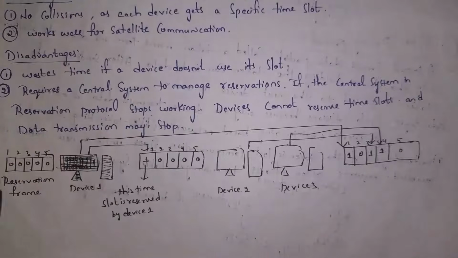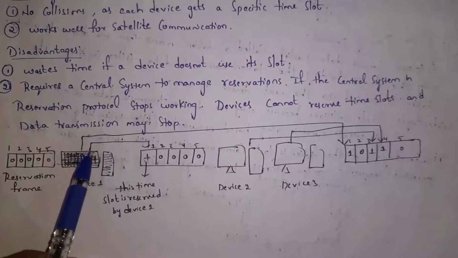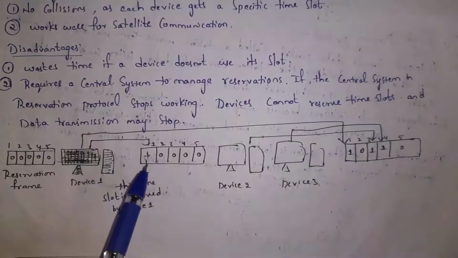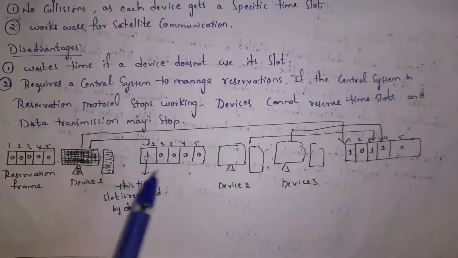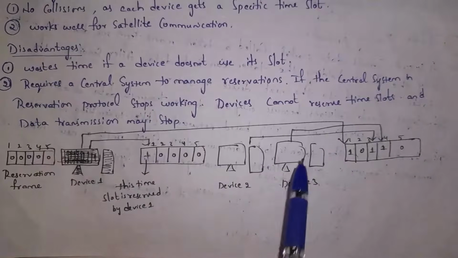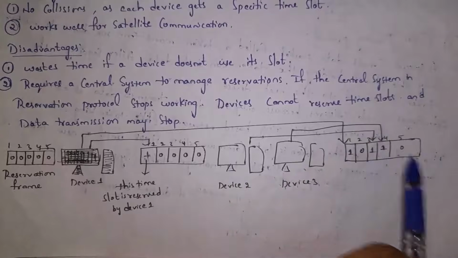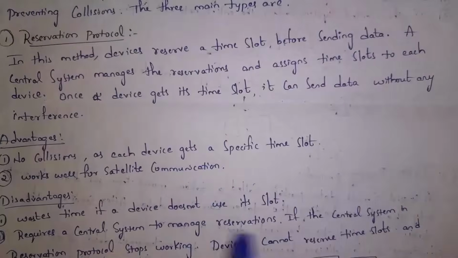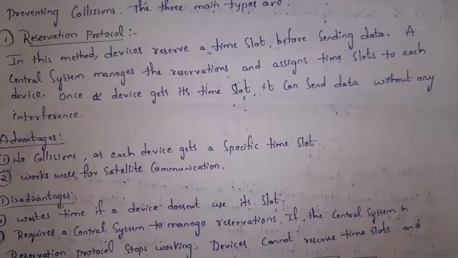This is the structure. Just for example, all time slots are empty. For example, this device one reserved this time slot. So in this particular time slot, this device can send data. As the first slot is already reserved by device 1, no other device can use this slot. Similarly, now device 2 and device 3 will reserve slot 3 and slot 4. So in these particular time slots, these devices can send data. There will be one central system. The central system will give each time slot to each device.